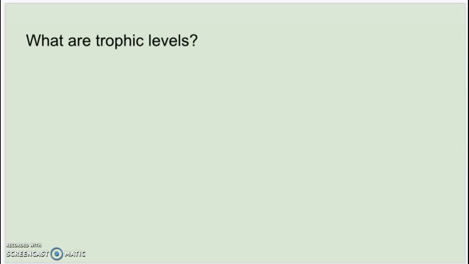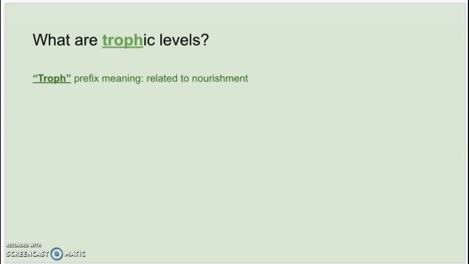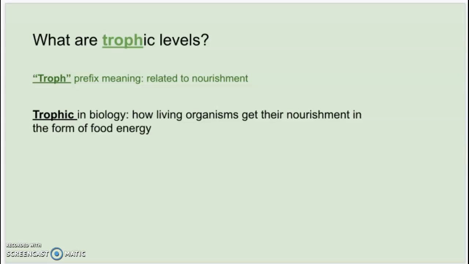So, if you're ever faced with a new or unknown vocabulary word in science, it's helpful to break down the word into parts. I'm going to focus on the prefix here, troph. What does troph refer to? Troph actually means related to nourishment. So when we say trophic in biology, we are talking about how living organisms get nourishment, aka how they get their food to sustain themselves.